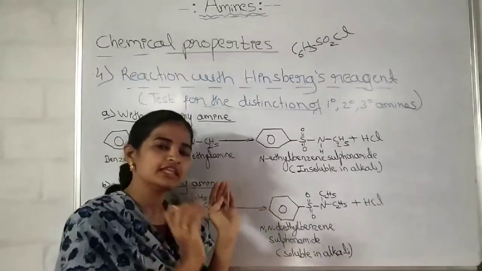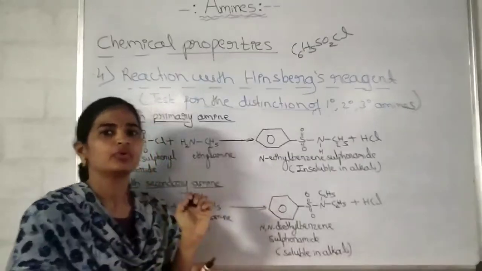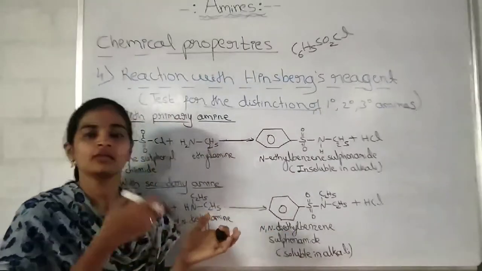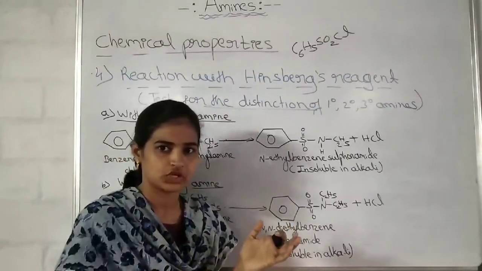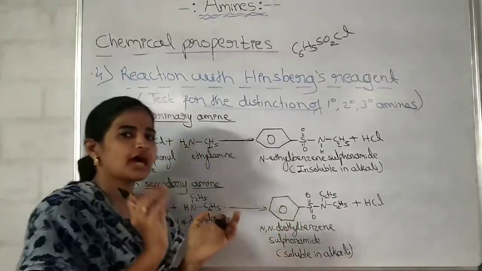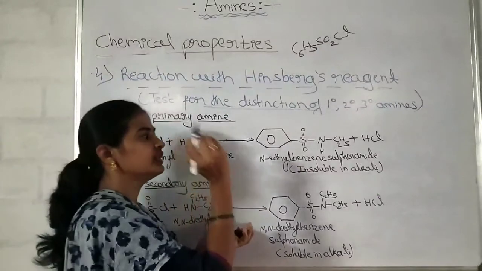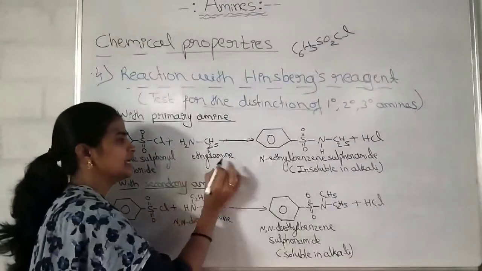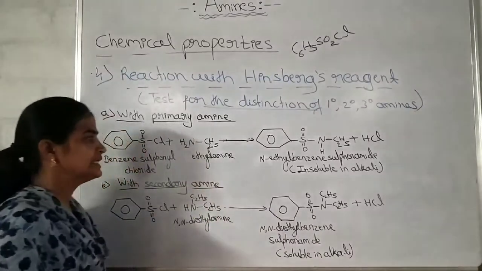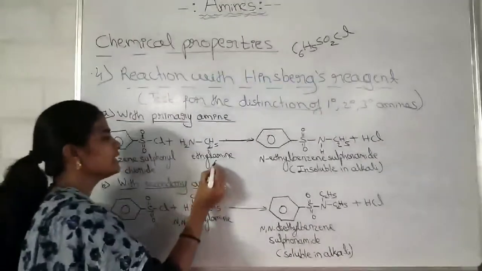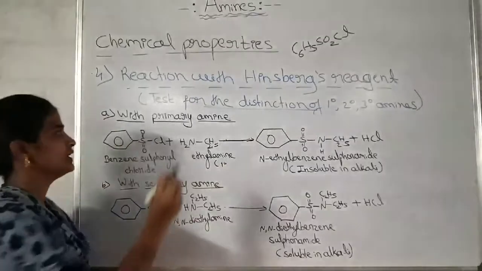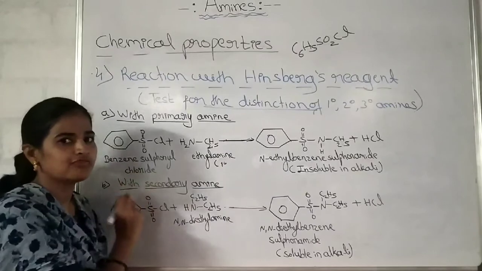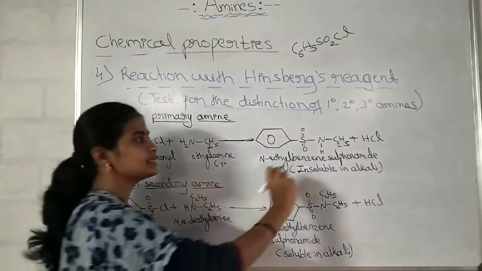How is it done? If any sample is given in the laboratory, we can find out whether the given amine is a primary amine, a secondary amine or a tertiary amine. What should we do? We just have to treat the given sample with benzene sulfonyl chloride. Suppose the given sample is ethylamine. We know that ethylamine is a primary amine. When ethylamine is treated with benzene sulfonyl chloride, what happens?